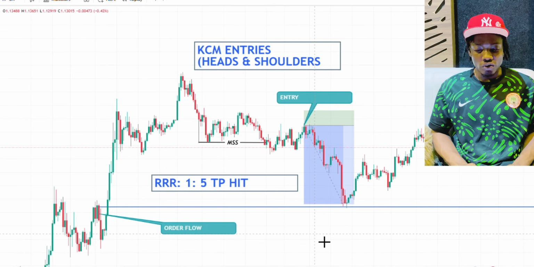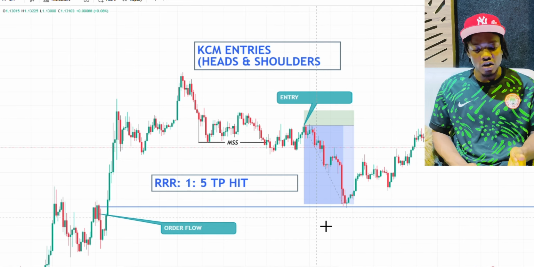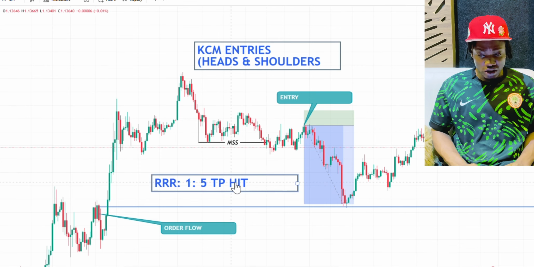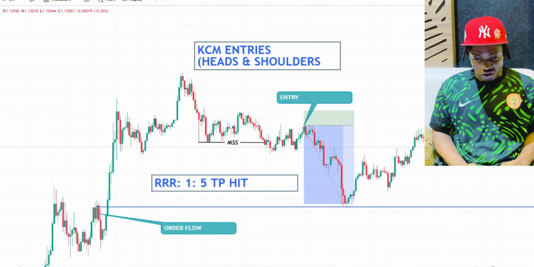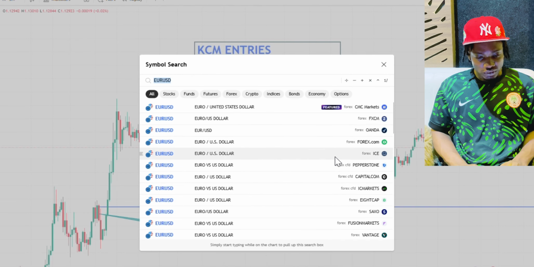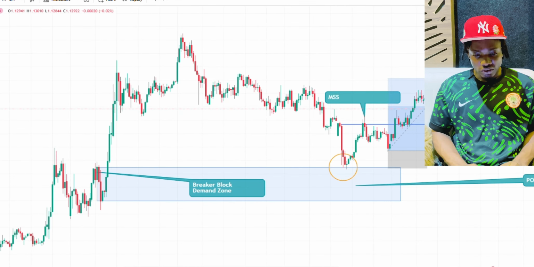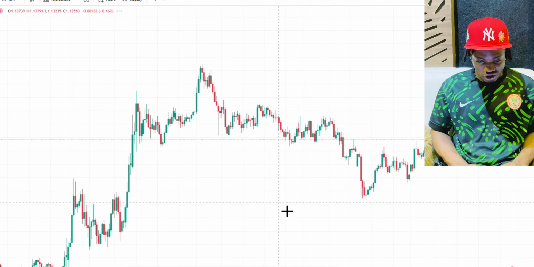So let me go to a plain chart and replicate how we caught this trade. I'm going to take off this chart and go to a plain chart. Now, I'm deleting everything on this chart. So, up here on the 4 hour, we found out that we had these three signs here.